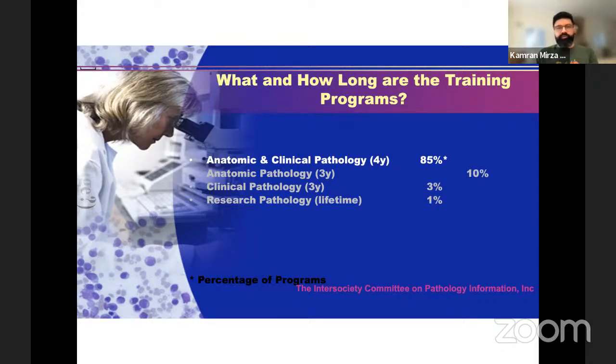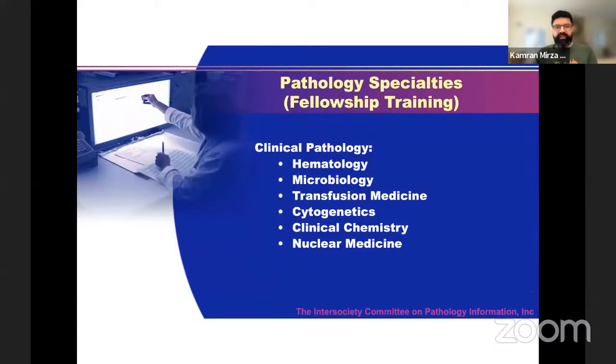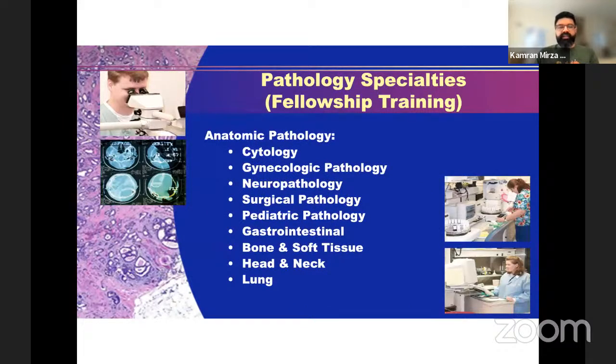But there are people who do AP only or CP only because that's what their career kind of demands of them. You can do subspecialty training in fellowship training. So for example, I've told you I'm a hematopathologist, so I've done hematopathology subspecialty training, but there are so many other things that you could do. In anatomic pathology, again, every subspecialty of pathology, whether it be pediatric pathology, bone and soft tissue pathology, lung pathology, you could actually become a specialist in that type of pathology.